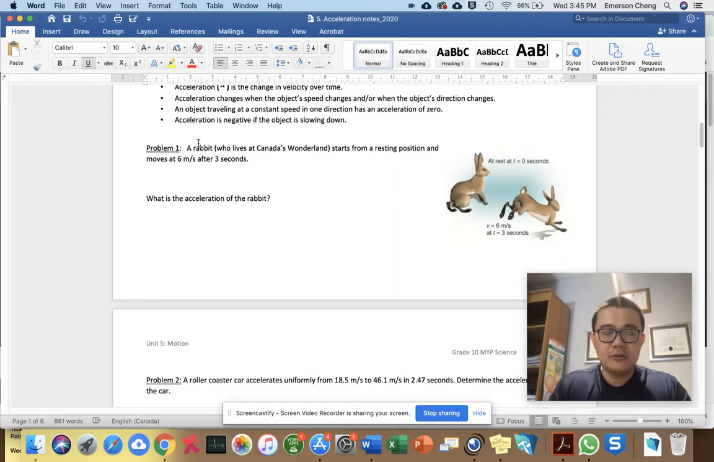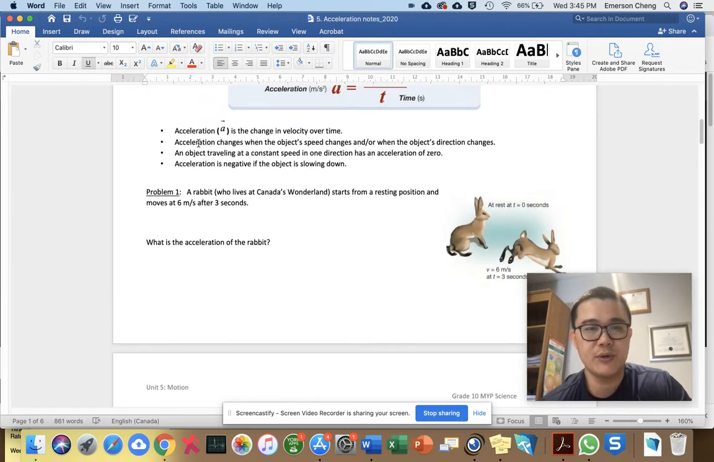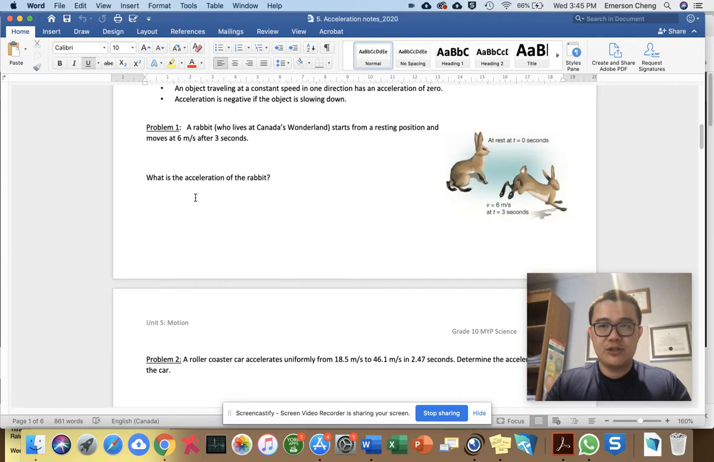Okay, so I'm gonna do some. Now these two, problem 1 and problem 2, you use the first equation. So I'm gonna just do problem 1 first. A rabbit lives in Canada's Wonderland, starting from resting position, and moves at 6 meters per second after 3 seconds. What's the acceleration of the rabbit?